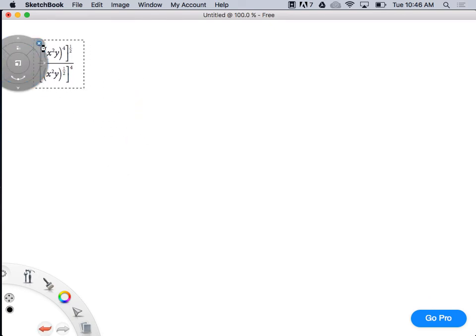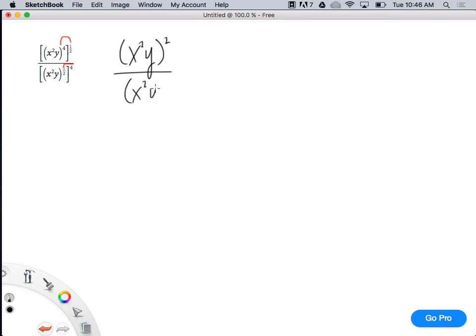Okay. Now, class. I've got powers to powers here on the top and the bottom, so I just multiply them. This becomes x squared y, 4 times 1/2 is 2, over x squared y, 1/2 times 4 is 2. I have x squared y squared over x squared y squared. What is that? 1. See?